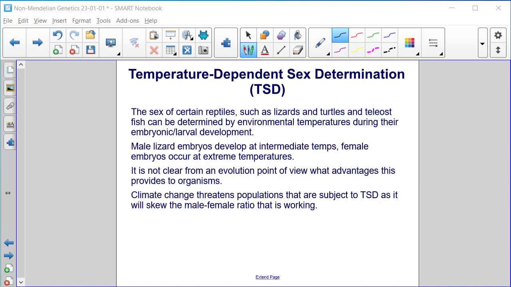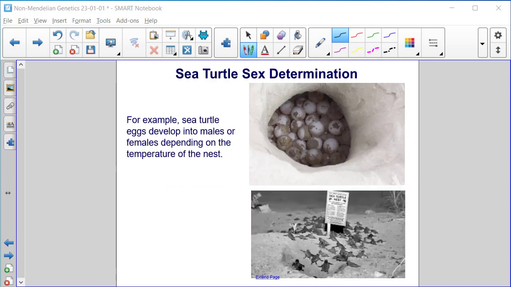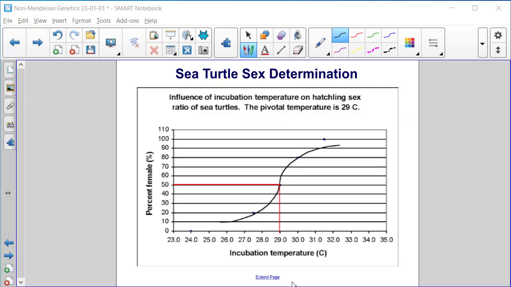Climate change threatens populations that are subject to TSD, as it will skew the male to female ratio that is working. For example, sea turtle eggs develop into males or females depending on the temperature of the nest. In order to have a 50% female population, the temperature of the nest should be 29 degrees Celsius. As the temperature increases, the percent of female in the population will increase.